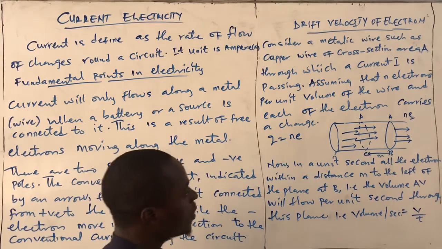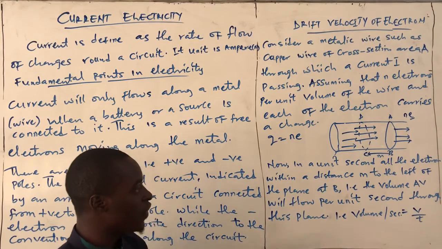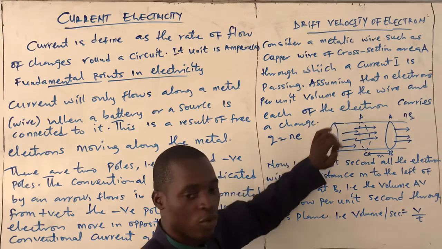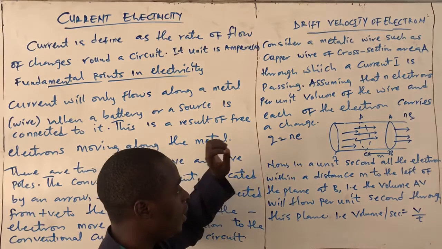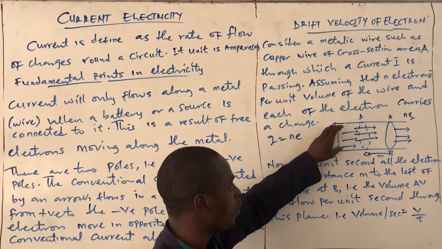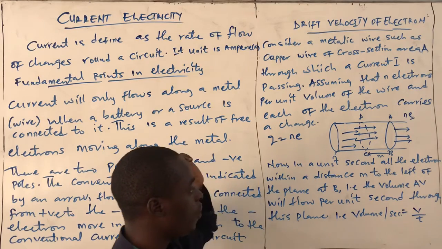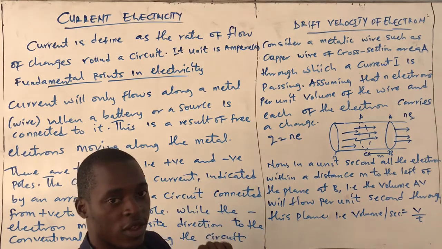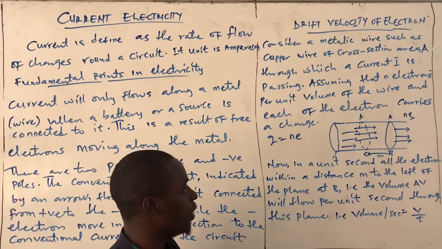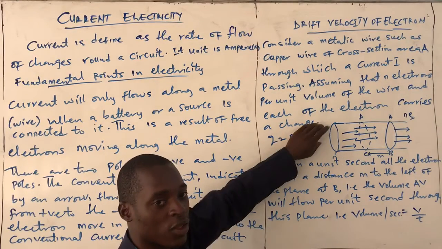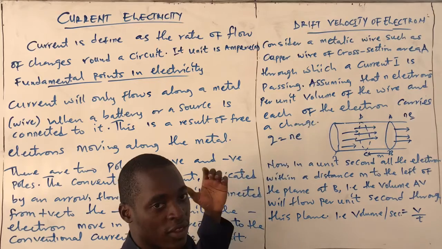But if the electric field in this material is not equal to 0, then we are going to have what? Drift velocity. And the electrons will move in the opposite direction to the direction of the electric field, since like charges repel.